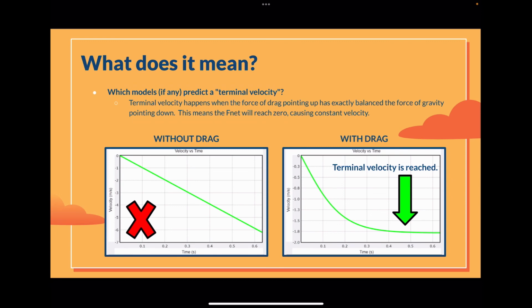So what does this all mean? Which models, if any, predict the terminal velocity? A terminal velocity is when the force of drag has exactly balanced out the force of gravity, which means the net force is 0, causing constant velocity. So without drag, it does not reach it because there is no drag, and then with drag, it does.